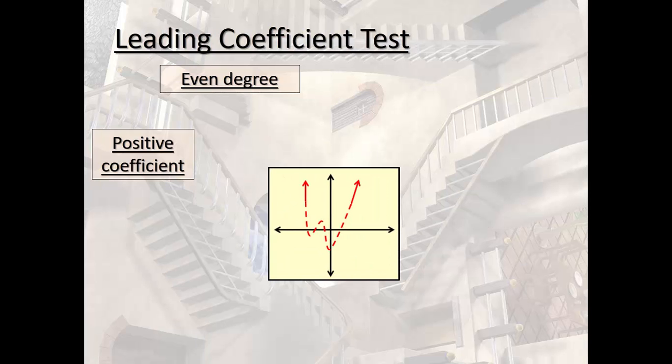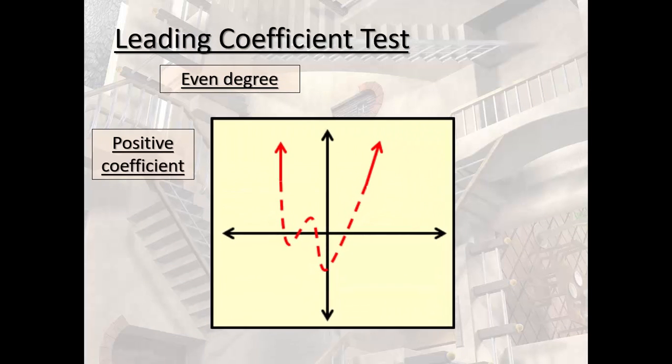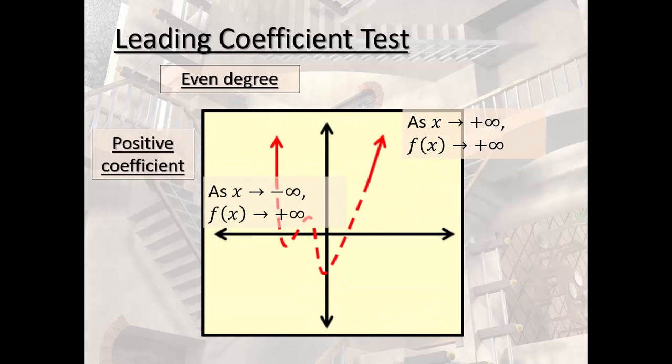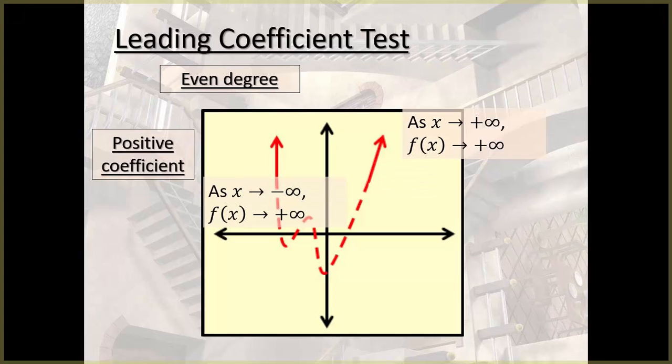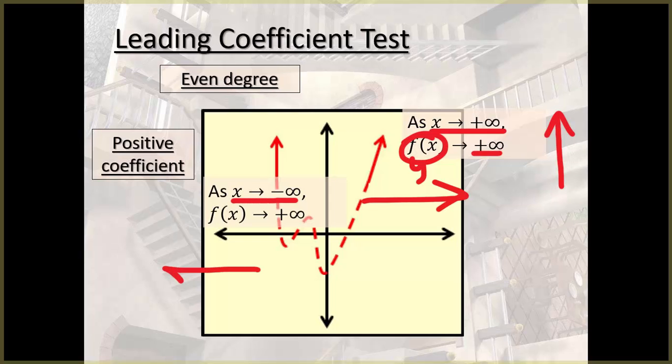Okay, if you have an even degree and a positive coefficient, both sides are going up. All right, and the way we notate some things is this: as x approaches positive infinity, that means as x goes in that direction, f of x goes to positive infinity. F of x is just y. So as x goes further and further to the right, the function's going up. As x goes further and further to the left, the function again is still going up.